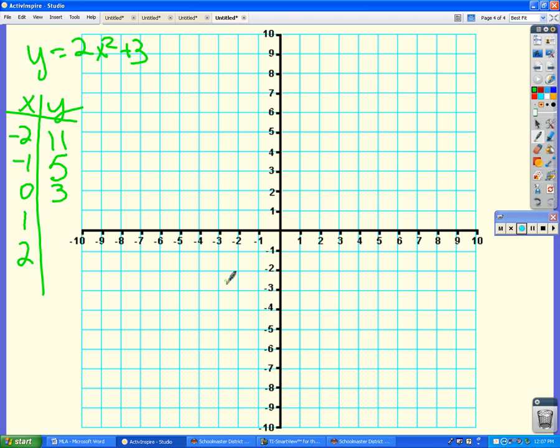What am I going to get when I plug in 1? 5. It starts to loop back around again. 1 squared is 1, times 2 is 2, plus 3 is 5. And then when I plug in 2, I get 11.